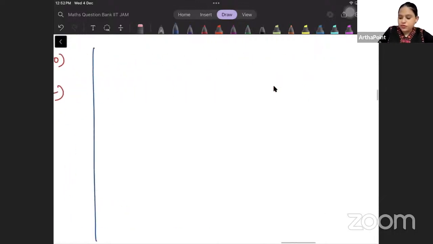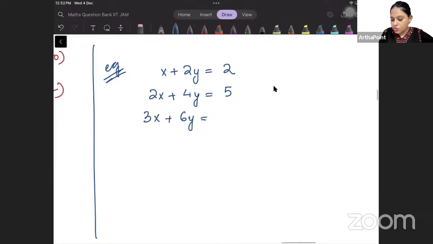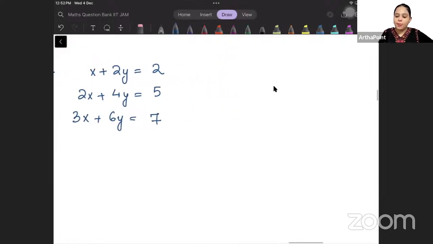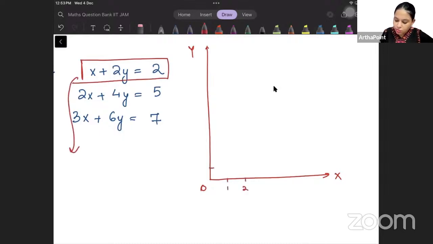The third one is where you have no solution. So you can take an example like this. Let's begin with x plus 2y is equal to 2, 2x plus 4y is equal to 5, 3x plus 6y is equal to, let's take this as 7. Let us try to plot these lines. So I have x, 0, y. Now the first line, if I try to plot this, I get the x coordinate as 2 or y coordinate as 1, and my line will become this.